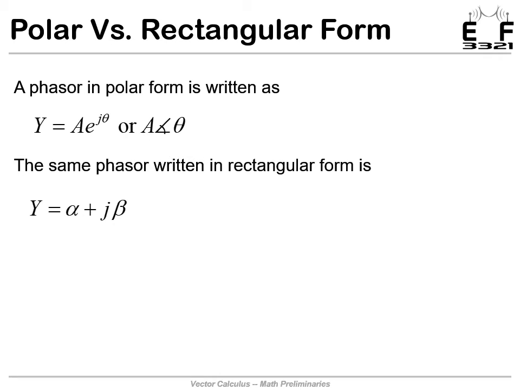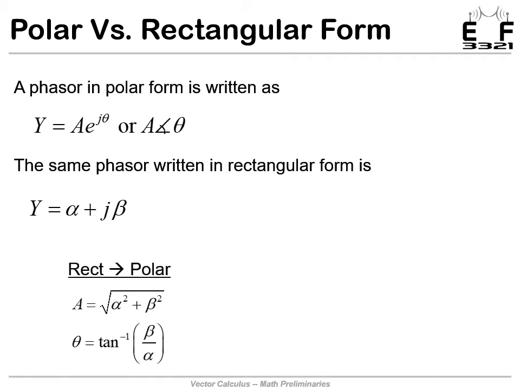We can also write that in rectangular form. So instead of having an amplitude and a phase, now we have a real and an imaginary part, alpha and beta. So we'll call that the rectangular form. And of course, we can convert back and forth.